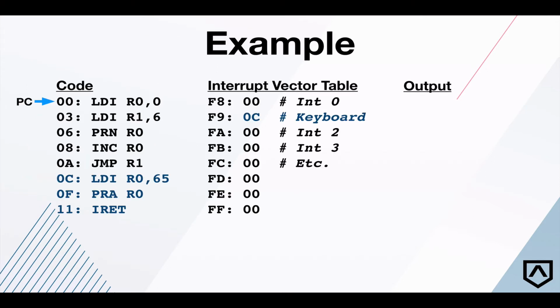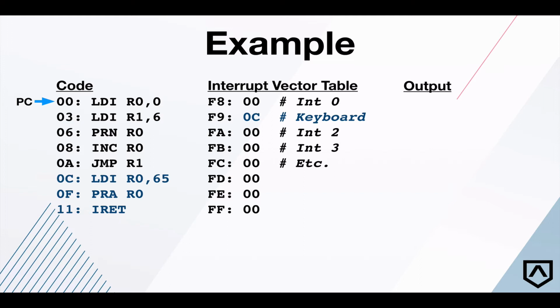So we have a program here on the left column. We'll talk about that more in a minute. In the center column, we have the interrupt vector table, which again is stored in RAM. And then on the right column, we have the output from this program. So we'll trace through this program as it runs, and then we'll simulate an interrupt occurring in the middle of the program run.